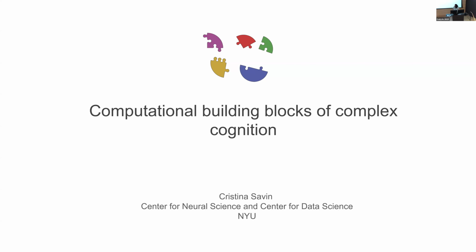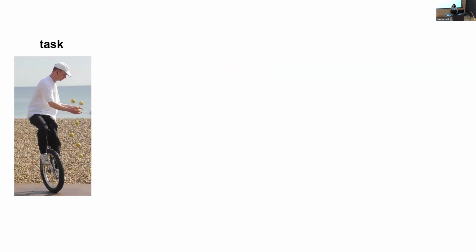Okay, so to get us started, let's think about a concrete example. Assume that somebody came to you and asked you to start juggling a bunch of balls while riding a unicycle. Now, I'm assuming that we don't have people with extensive circus experience in the audience, so you probably don't know how to do this from the start. So how would you go about it? You wouldn't try to do this from the get-go, right?